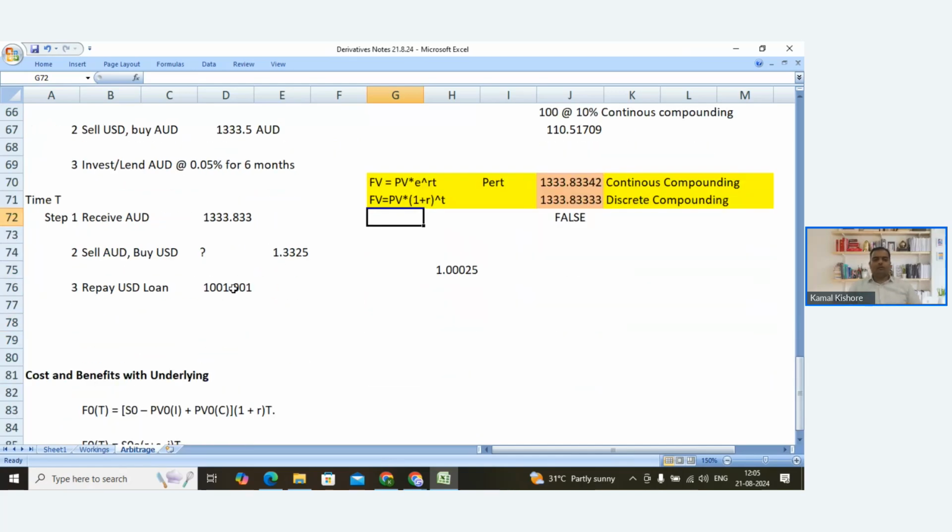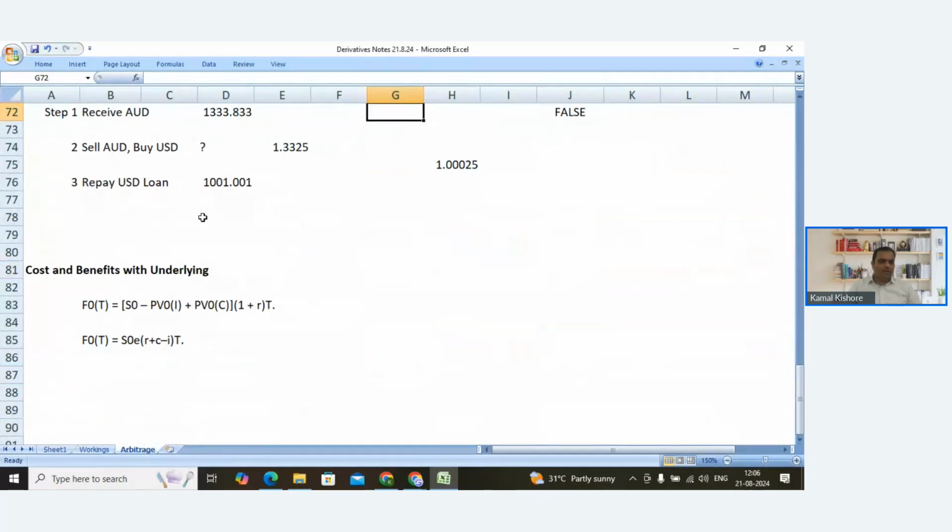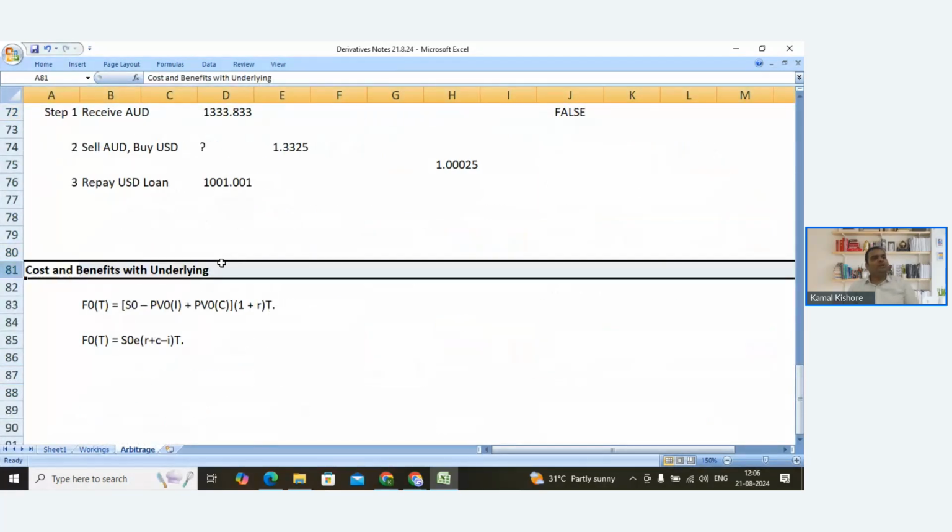And then, what is the next thing? Basically, replication, arbitrage. All along we have seen that there is no cost and benefits with the underlying. But there are always certain costs and benefits with the underlying. For example, your stocks have a benefit.